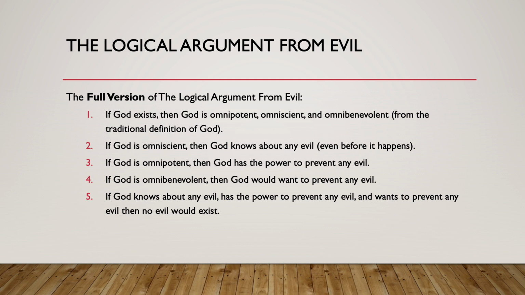Well, if God knows about any evil, has the power to prevent any evil, and wants to prevent any evil, then no evil would exist. Well, evil does exist, therefore God does not exist. Yet again, this is essentially a more complicated modus tollens argument that also uses some hypothetical syllogisms, but what you need to know is the argument is deductively valid. If those premises are true, then the conclusion is true. And so if someone wants to defend the belief in God from this charge of irrationality, they need to figure out how they can rationally reject one of these premises.